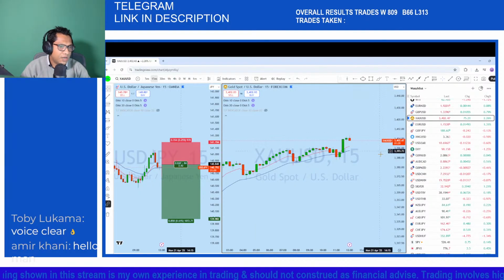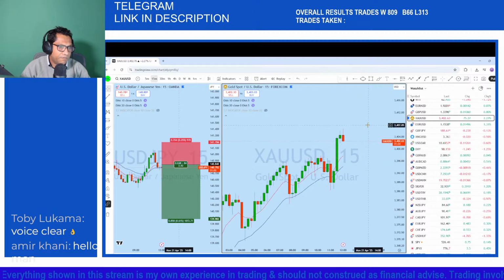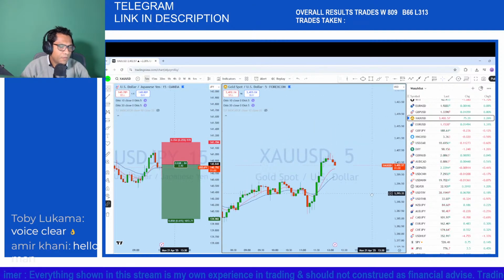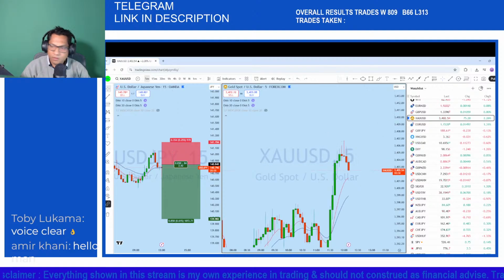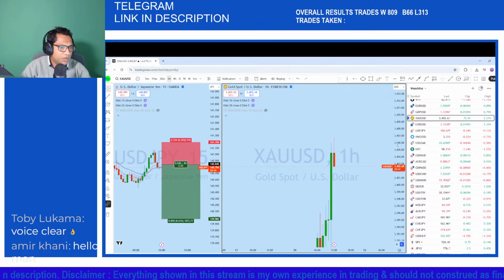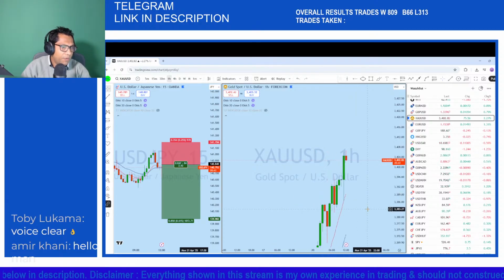So looking at the lower time frame again here, 15 minutes, there is a move. Looking at the 5 minutes, so this instrument on the lower time frame, let's see that 1 hour chart, what kind of price action it might be forming.